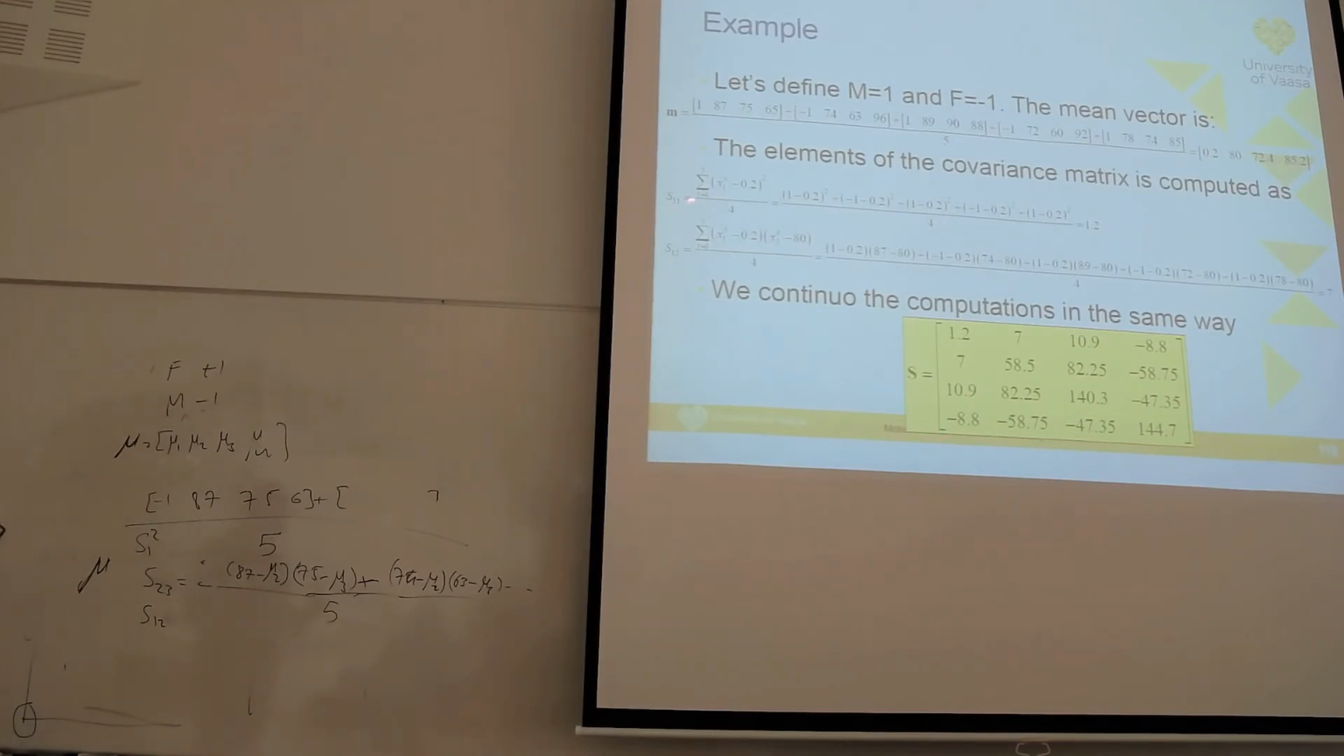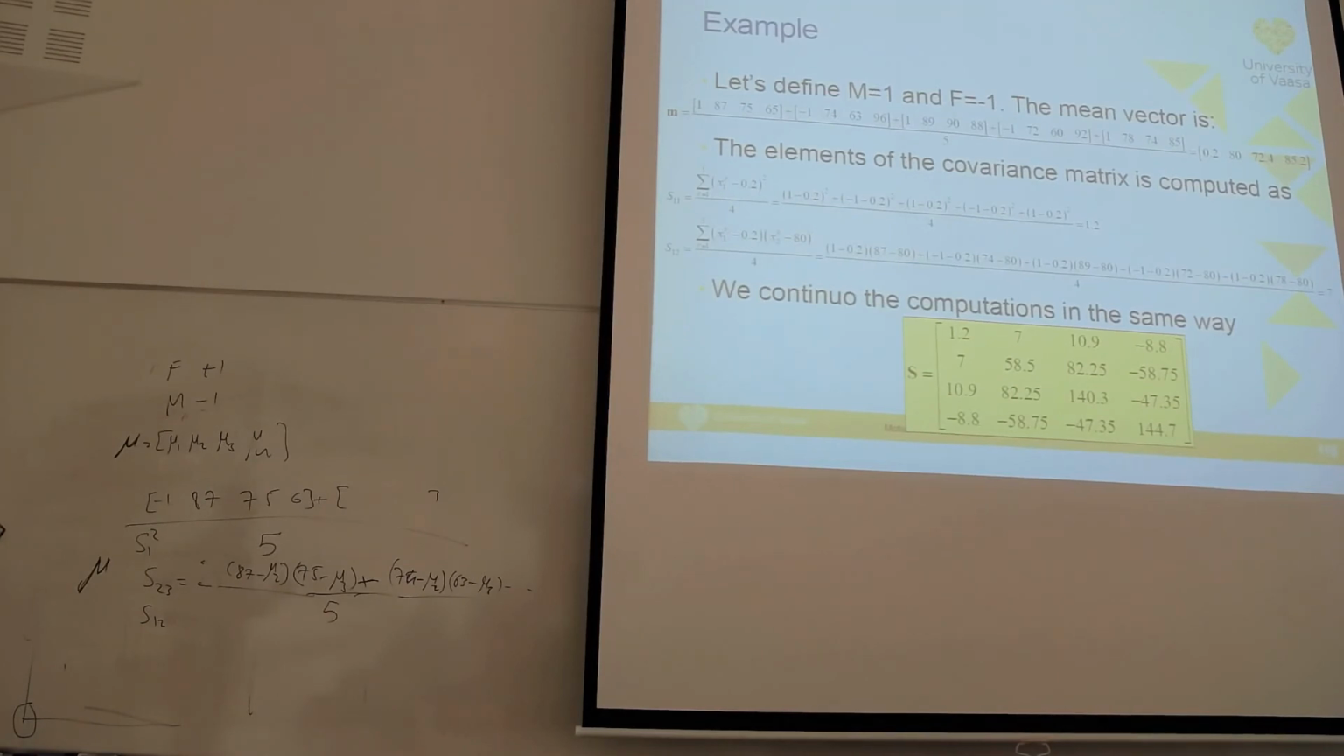So we compute S11, and for some elements S12, S13, S14, and then S21, S22, S23, S24, and so on, until we construct the whole covariance matrix. And this will be the covariance matrix of this problem.